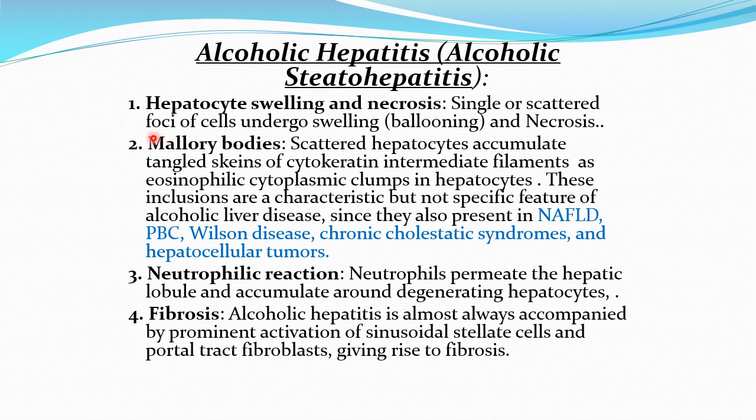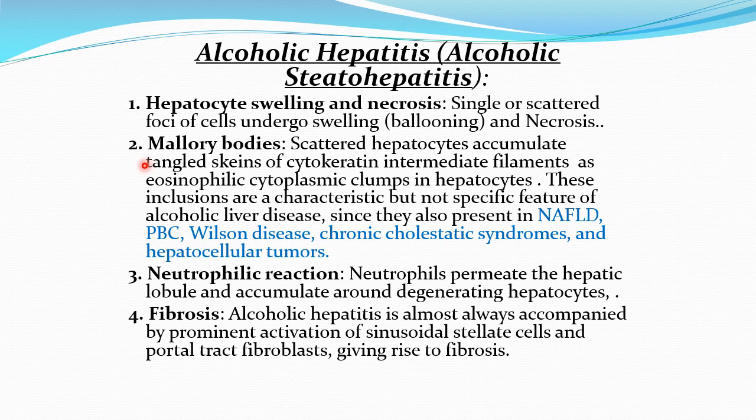So single or scattered foci of cells undergo swelling or ballooning, along with which there will be necrosis. So necrosis of the hepatocyte has occurred. Then another feature is Mallory bodies. It is also important from the PG point of view. What is a Mallory body, and other than alcoholic hepatitis, where else is it seen? So you can see it in other places, or in other diseases related to the liver.